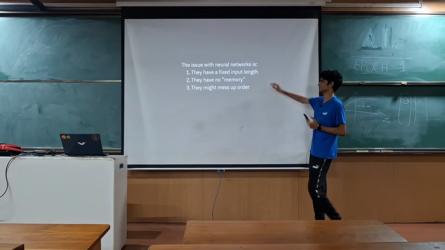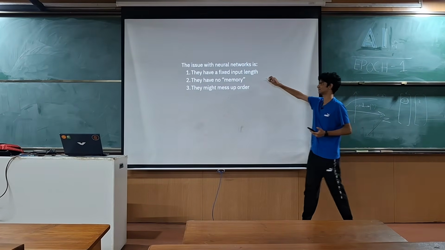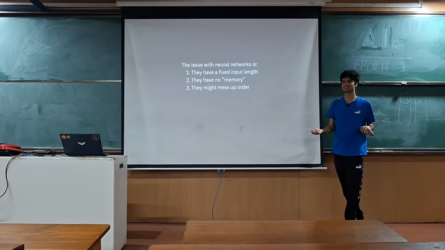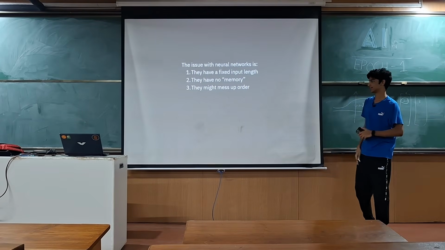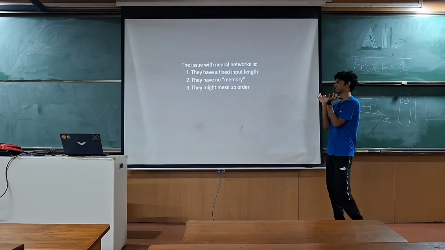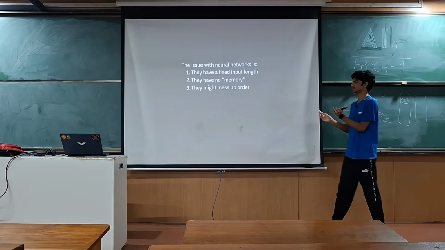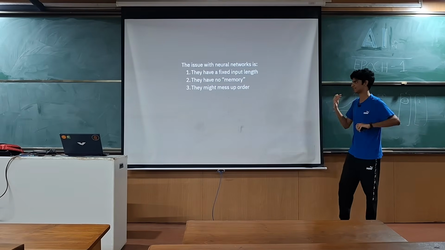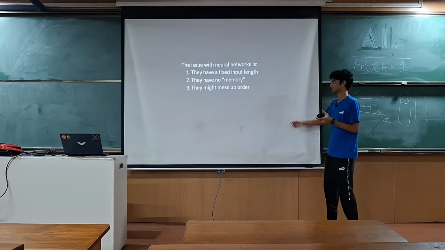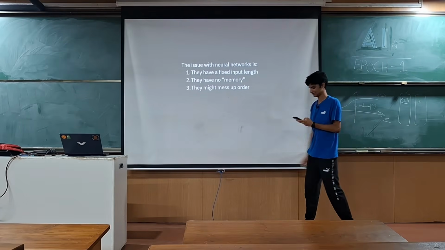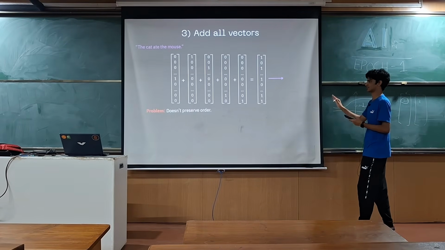So there's three issues in neural networks. First, they have a fixed input length, but every sentence has a different number of words, so that keeps changing. If you want to fix the context and say that we only take the last few words, then there's a memory issue. It doesn't have any information from the previous words. And the last one, they might mess up the order.